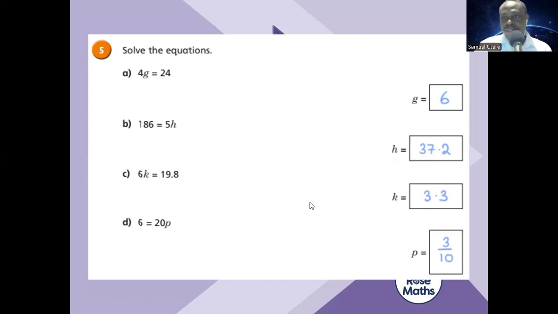You begin to realize that you don't really need to draw the bar model every time because you've used it so many times and it just sticks.